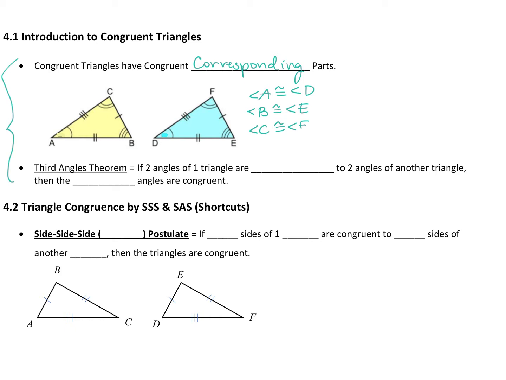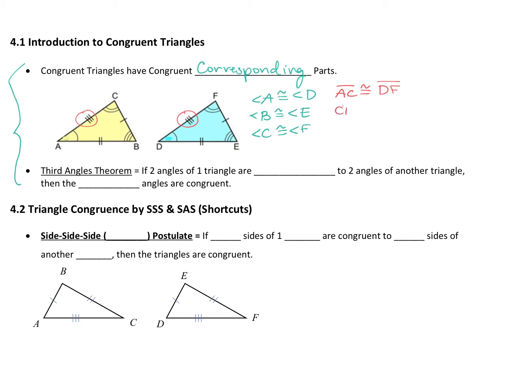So we can also say that segment AC is congruent to what segment? DF. So three markings matches up with three markings. AC is congruent to DF. We can say that CB is congruent to FE. And it doesn't matter if you flip those, right? BC or CB, it doesn't matter which way you say that, they're the same. And then the last one, AB is going to be congruent to DE.